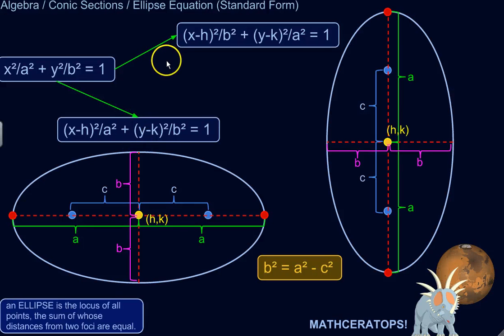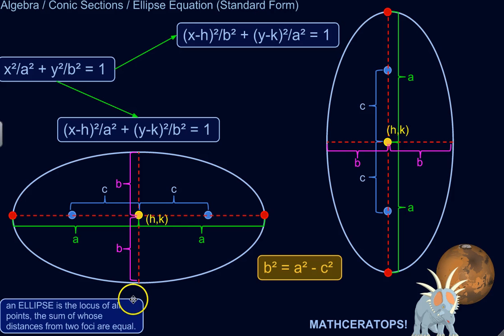All right, so ellipses. An ellipse is a conic section. That's a curve that's created by the intersection of a cone with a plane. And the geometric definition of an ellipse is it's the locus of all points, the sum of whose distances from two foci are equal.